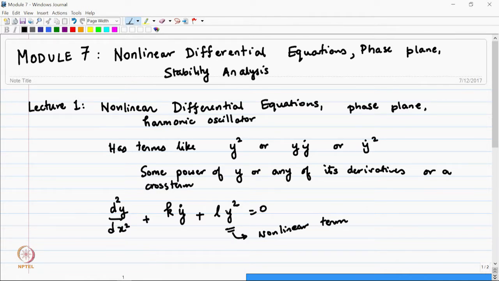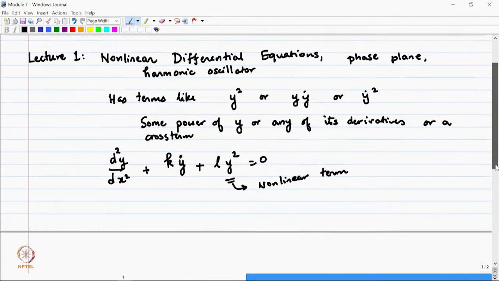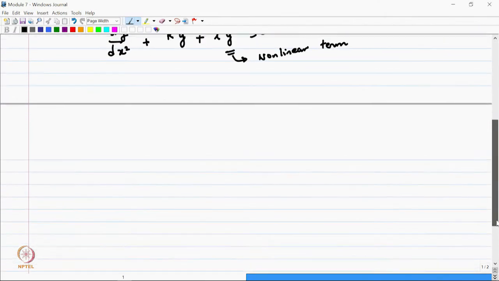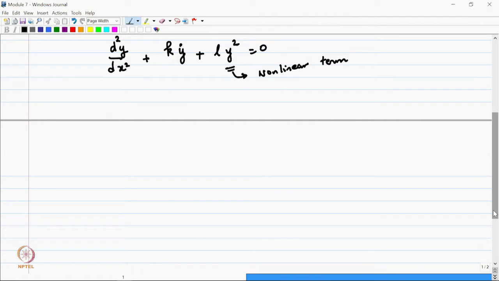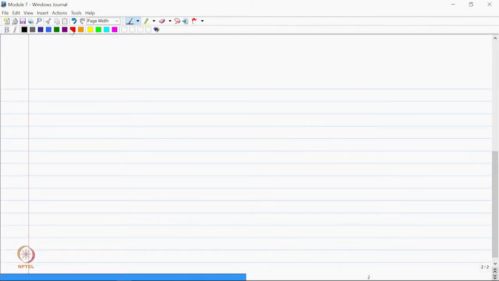You need not have y square, you can have y cube, you can have y dot, you can have y dot squared, you can have all kinds of things. Okay. But anything that is not linear, so it has a term that is not linear. Now, what is the problem with this? Linear differential equations have standard ways to solve them. Nonlinear equations, there are no standard tools to solve nonlinear differential equations. Okay. So, no standard methods.